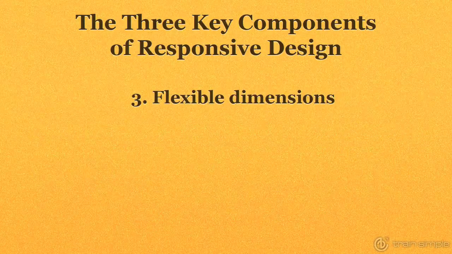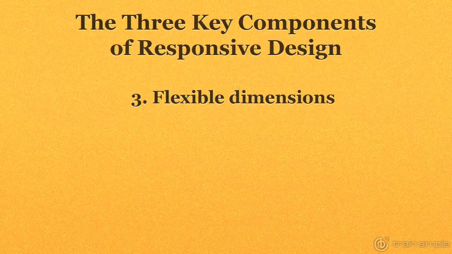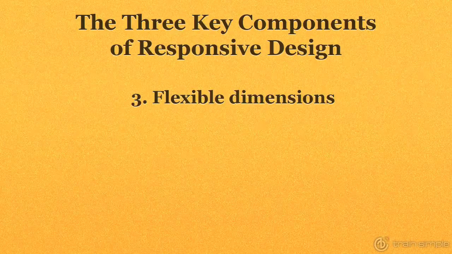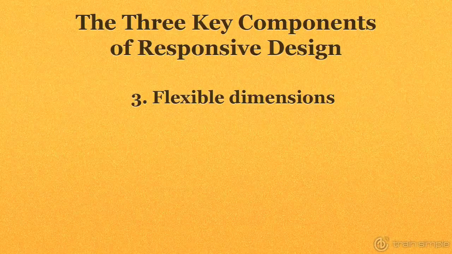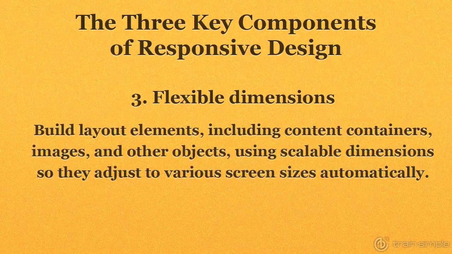The third key component, flexible dimensions. Perhaps you come from the same school of thought that I do, which was build everything with fixed widths. That's how I always went about the construction, I suppose you could say, of my websites and my WordPress themes and so on. Now with responsive design, we're going to switch over to flexible dimensions. Okay, so we want to build layout elements, including content containers and even things like images and other objects using scalable dimensions. Why? So that they adjust to the various screen sizes that our visitors may be using automatically. Okay, so that's the third key component of successful responsive design.